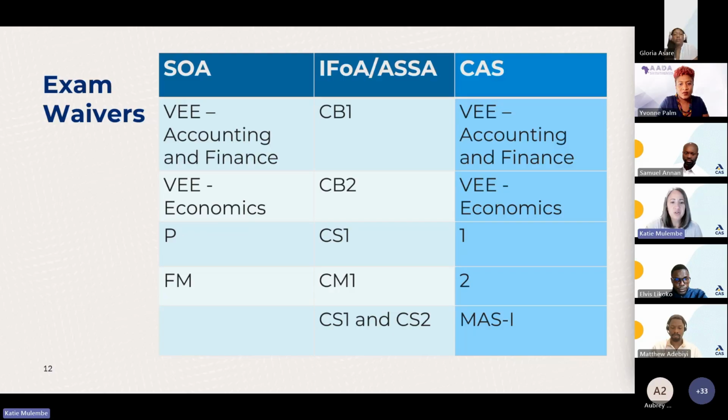It's also important to mention that students who have completed certain requirements through organizations such as the IFOA or the ASSA, ASA, or the SOA may also be eligible for exam waivers from the CAS. Those first 2 requirements, the VEEs, those recognize coursework in accounting and finance or economics, and the CAS typically honors the list of SOA approved university courses for this. We also do not administer those exams 1 and 2, so we take credit earned either through passing an exam or earning an exemption from typically the IFOA or the SOA.